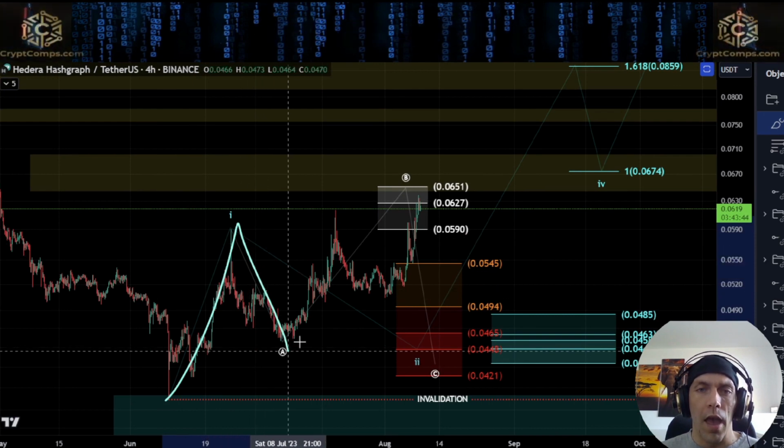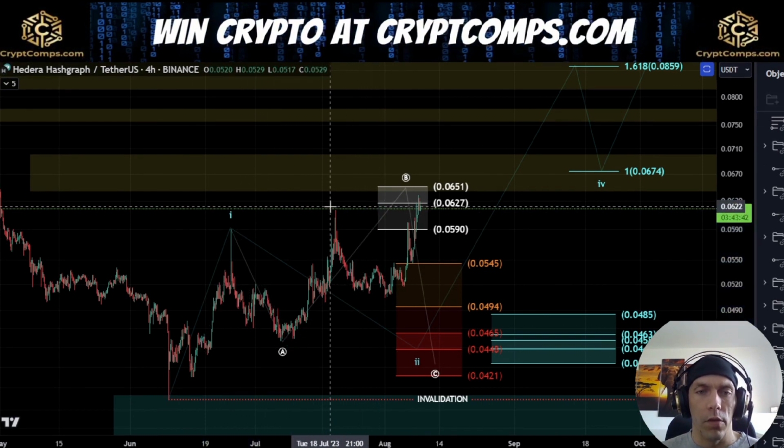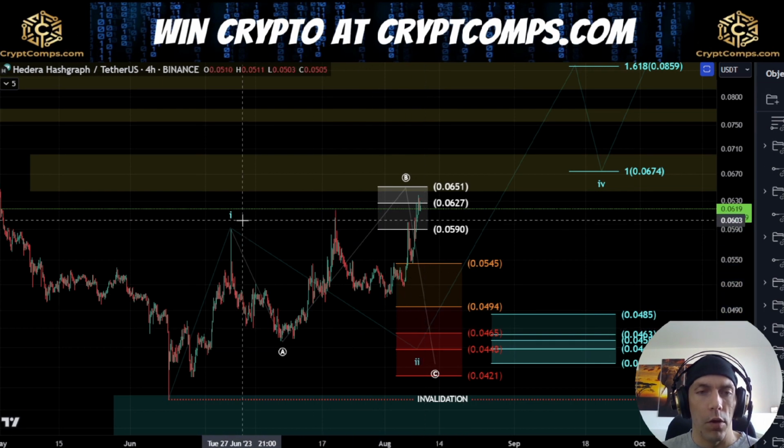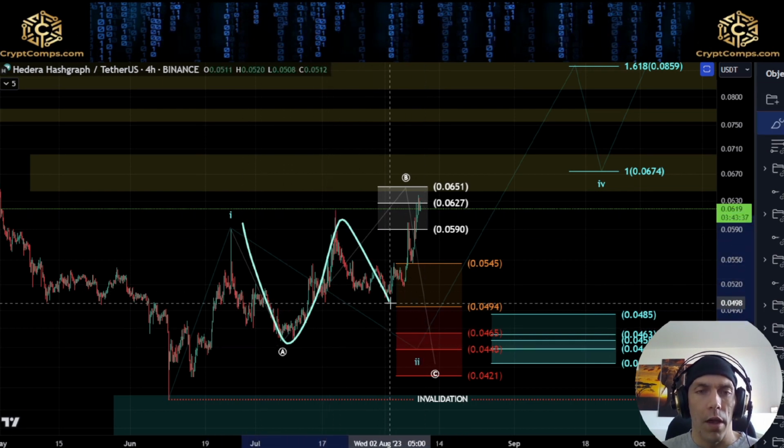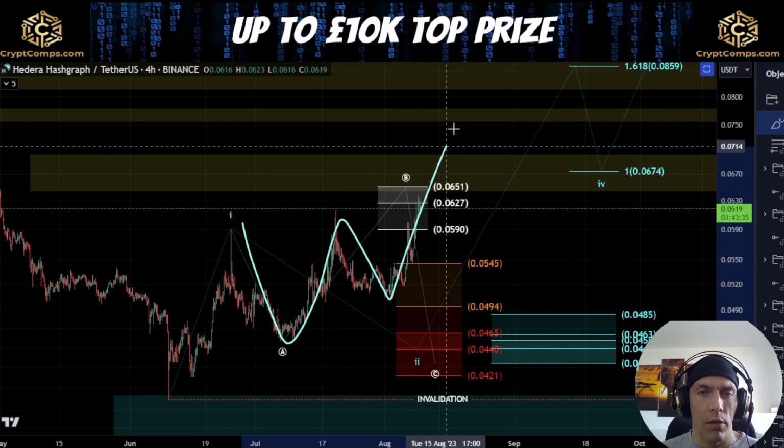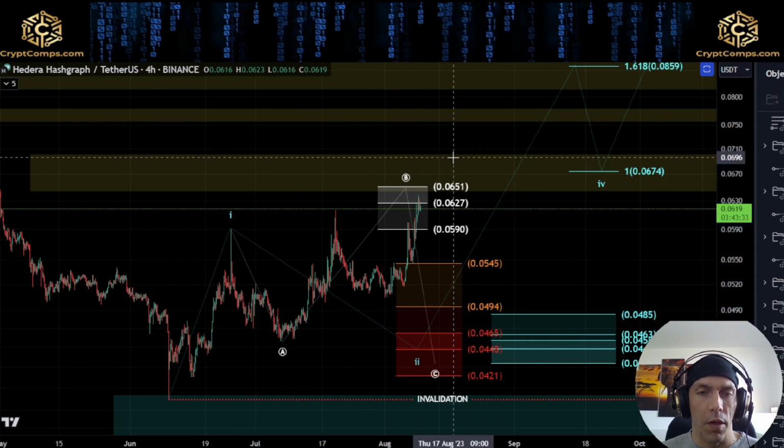Could look at this as an A wave. We're looking for a B wave into this high, and then looking for that potential of a C wave. Now, it is possible we could argue that we have this as a running flat here, in which case we would be looking to extend directly up from here.